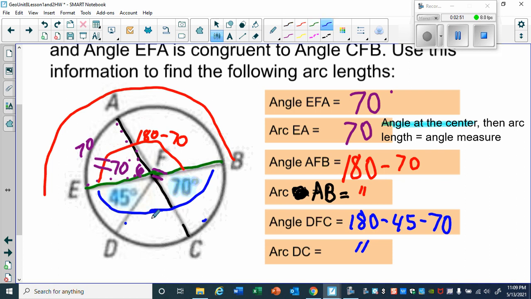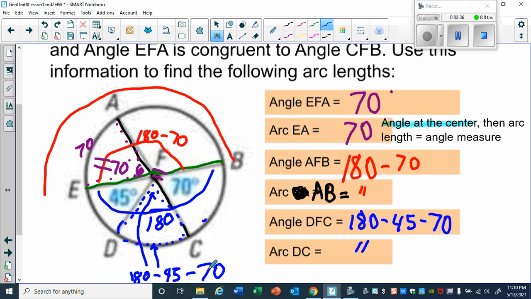The grand total of the circle, again, must be 180 degrees. And now to get this part here, your angle, and eventually your arc, you're going to have to do 180 minus 45 minus 70. So that's how you get both that angle DFC, which is right here, and then arc DC is right here.